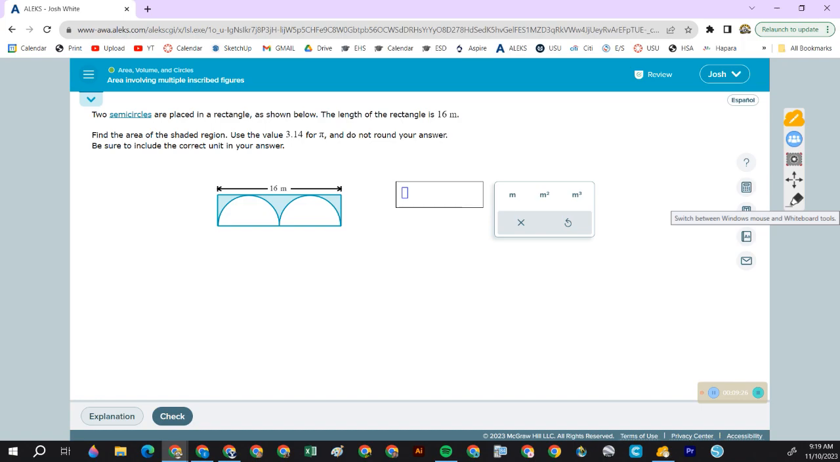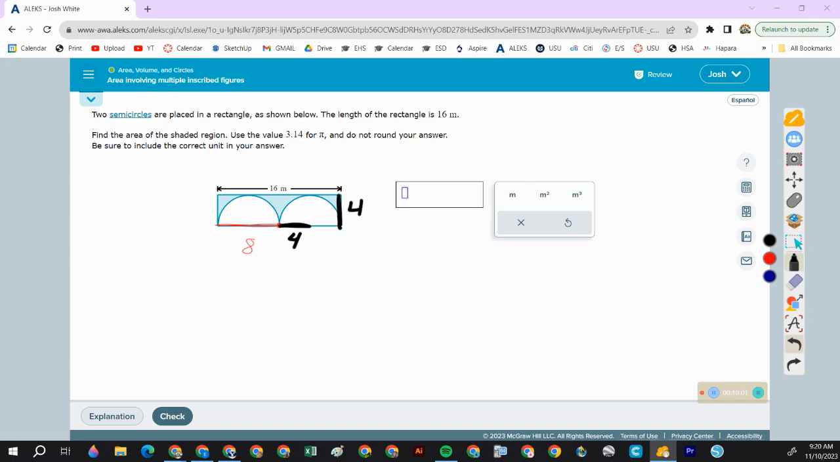All right. Find the area of the shaded region. Okay. Well, it only gives me one measurement, 16. But if these are semicircles, then this point here is directly in the middle, which means the diameter of this circle is 8, which means the radius of the circle is 4, which means this length here is a 4.